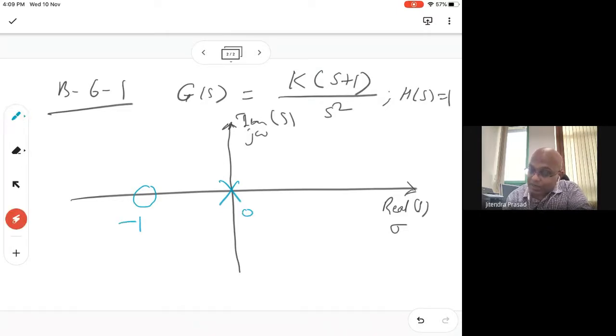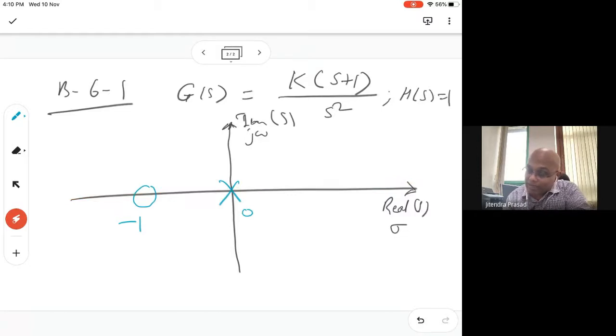The roots of the denominator polynomial of the open loop transfer function are known as the poles. There are two poles here and a zero here. So how do you start? First you have to mark where those poles and zeros are. Poles are here, zeros are here. Then we draw the root locus on the real axis. This is the real axis of the S plane, and this is the imaginary axis. So on the real axis, how do you do it?